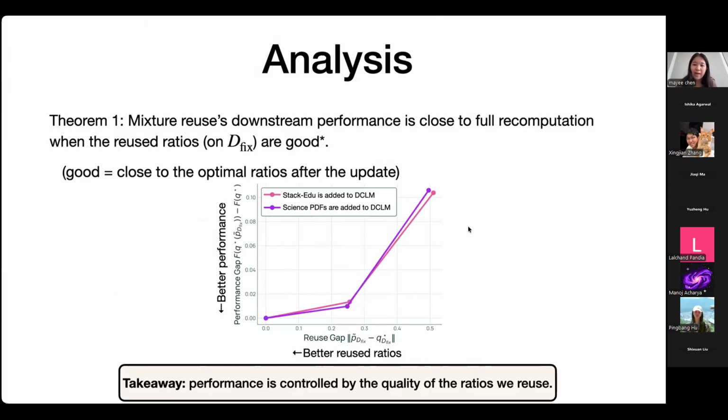So on the x-axis is the distance between the reused ratios and the optimal ratio after the domain update. And the y-axis is the performance gap between mixture reuse and full recomputation. And so we can see that as the reuse ratio gets farther away from the optimal ratio after the update, the performance gap also increases. So the key takeaway here is that the performance of our approach is controlled by how good the p tilde is.